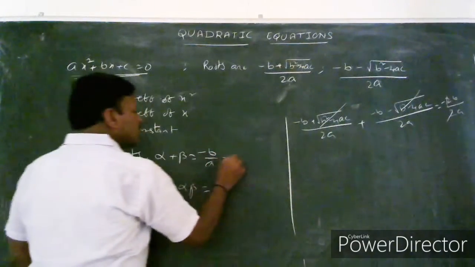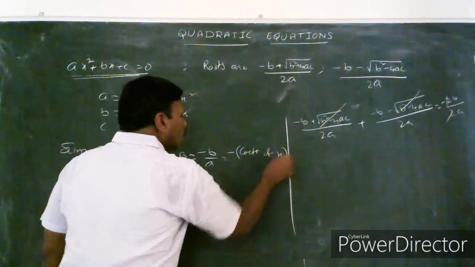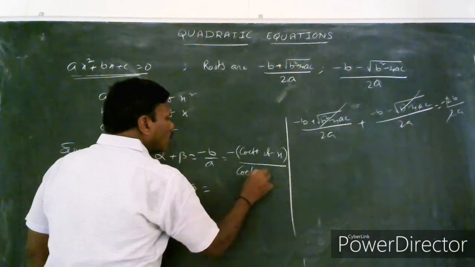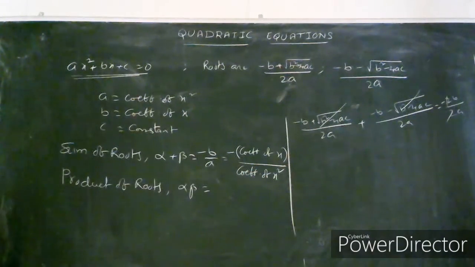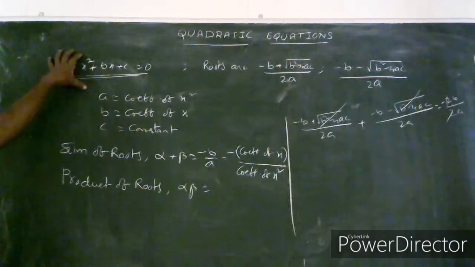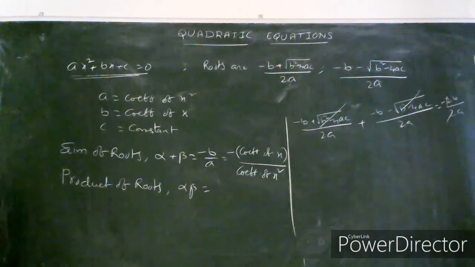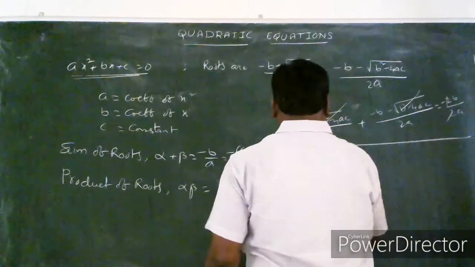So minus b means coefficient of x, and a means coefficient of x square. So when this equation is given, minus b by a is sum of roots. So how can we find product of roots? Product of roots means product alpha into beta.